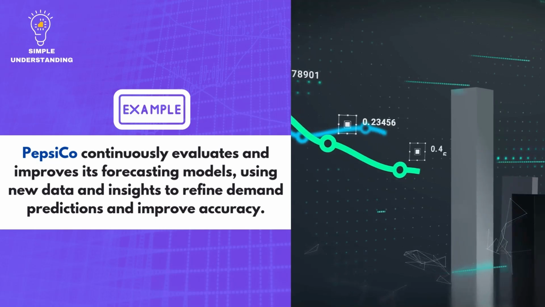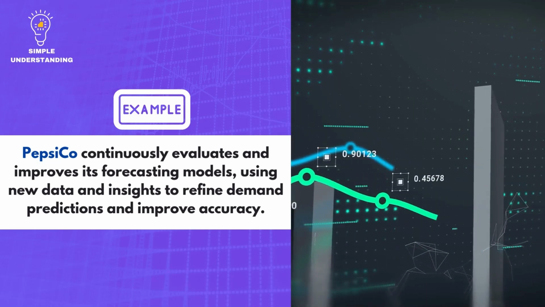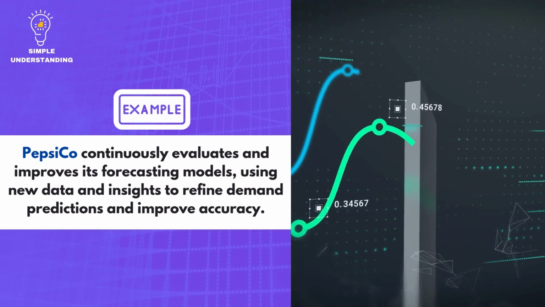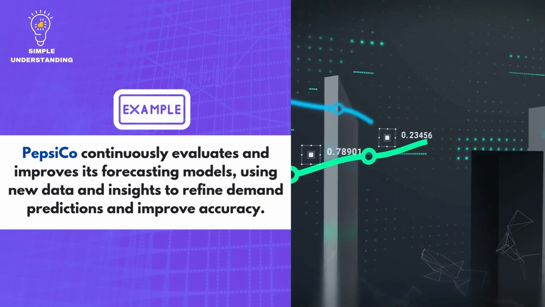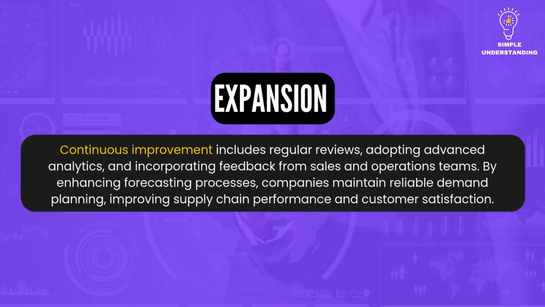Real company example. PepsiCo continuously evaluates and improves its forecasting models, using new data and insights to refine demand predictions and improve accuracy. Expansion. Continuous improvement includes regular reviews, adopting advanced analytics, and incorporating feedback from sales and operations teams. By enhancing forecasting processes, companies maintain reliable demand planning, improving supply chain performance and customer satisfaction.